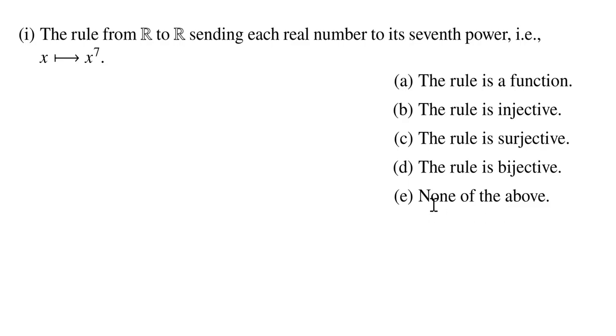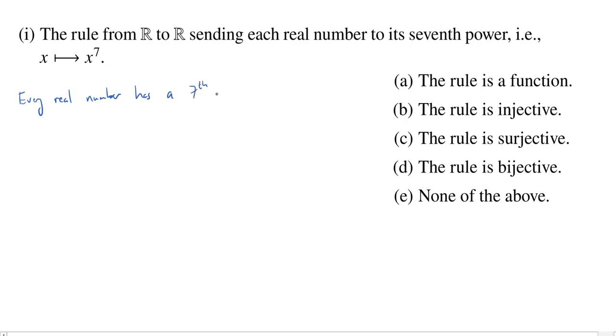none of the above. So the first one is the rule whose domain and codomain are both the real numbers. And it's going to send each real number to its 7th power. So the first thing we want to check is, does this make sense in terms of the domain and the codomain? Right? So we can certainly take numbers from the reals and raise them to 7th powers. Right? So every real number has a 7th power. Right?